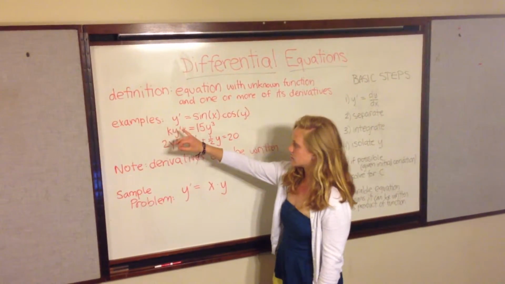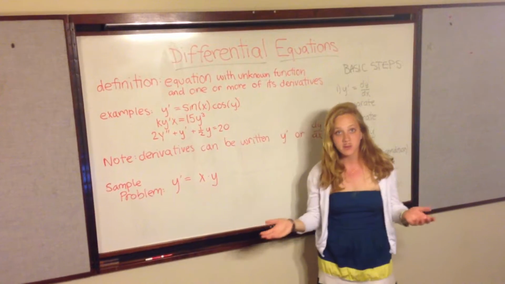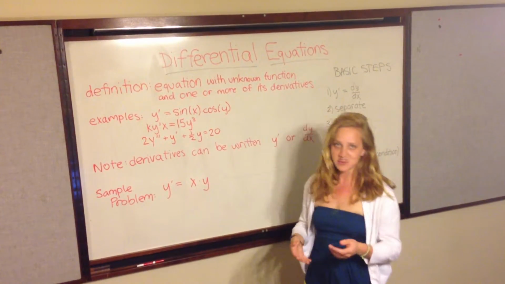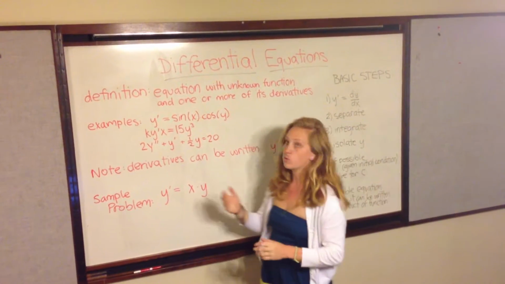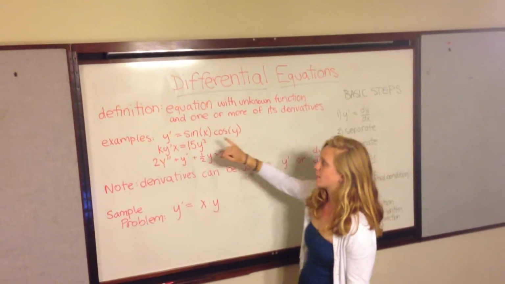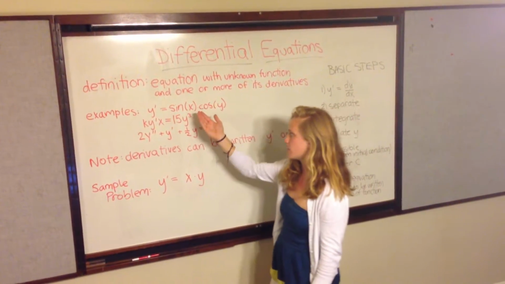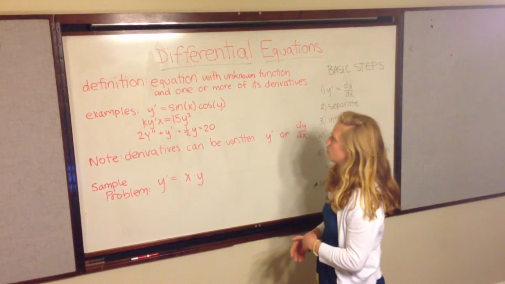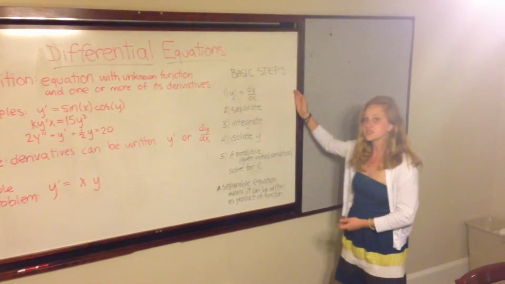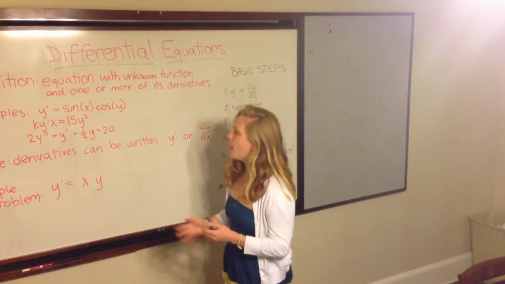Looking at the top example, y prime equals sine of x times cosine of y. A lot of people, when they look at equations like this, think, I don't know how to solve this, because it isn't something we learned in algebra, or even basic calc, how to deal with something that has an unknown function and the derivative of that unknown function, plus the other variable x. The way that we would solve it is by using some basic steps. It's actually a really fun problem to solve.